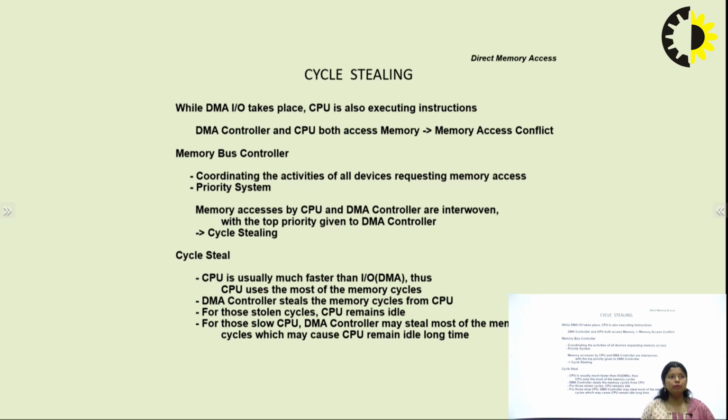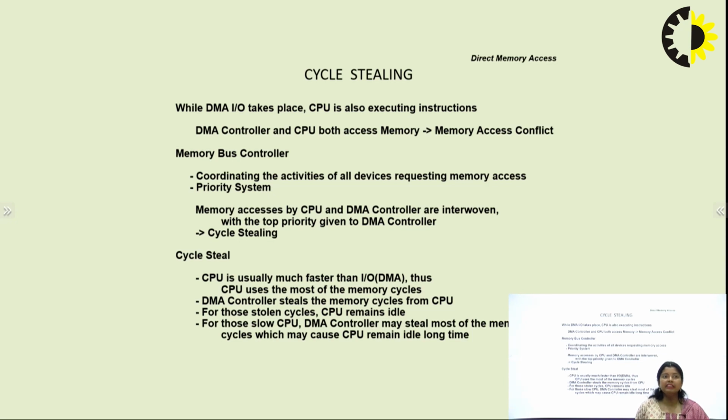There are two more methods. There is cycle stealing. In the cycle stealing method, the CPU is usually much faster than the DMA, obviously. So the CPU uses most of the memory cycles. So the DMA controller steals the memory cycle.